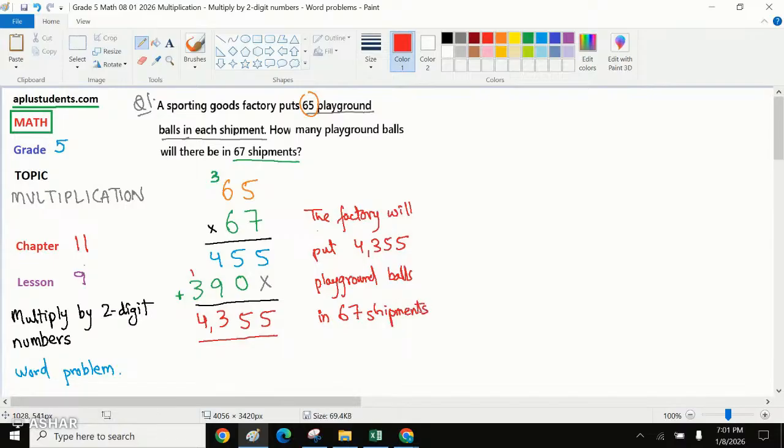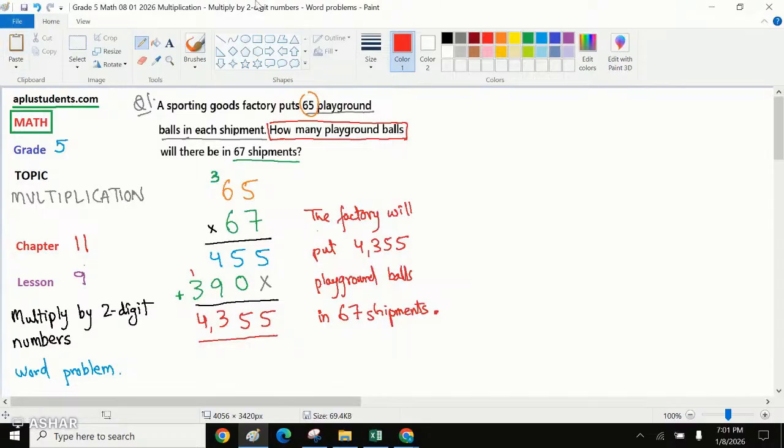Do we agree on this? Do we have any queries, any questions regarding this? If no questions, we will move on to the next. What we had to do was find the total number of balls. How many playground balls will be there? There were 65 in each shipment and there were 67 shipments. So we simply multiply the numbers together.